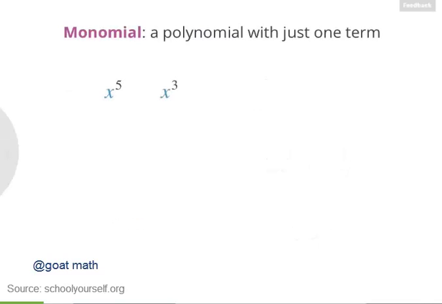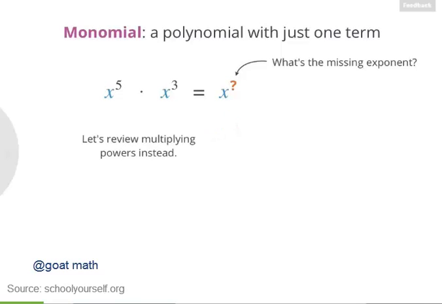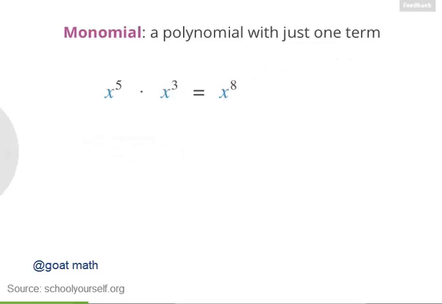So now let's take two monomials, like x to the 5th and x to the 3rd, and let's multiply them together. X to the 5th times x to the 3rd equals x raised to another power. What's the missing exponent here? And click here if you'd like to review. Right, whenever you multiply powers with the same base, you can add the exponents. So x to the 5th times x to the 3rd equals x to the 8th.